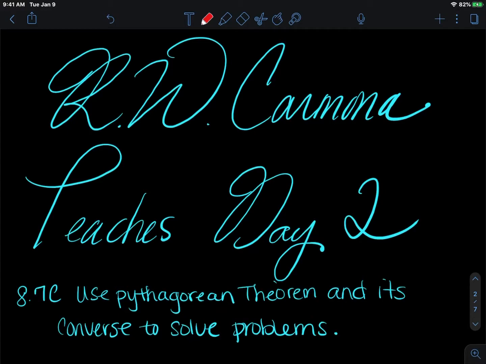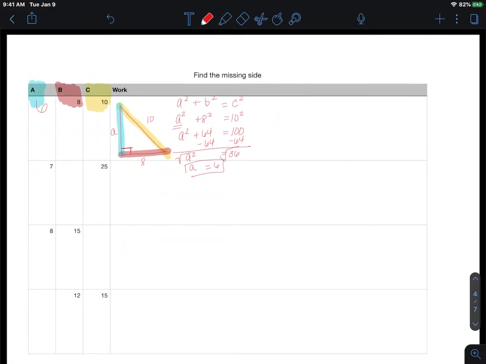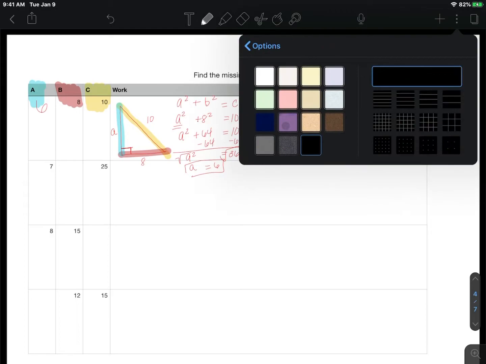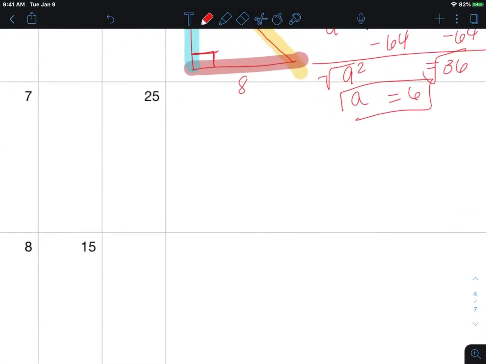Math Made Easy, Day 2, using the Pythagorean Theorem and its converse to solve problems. So today I'm going to be working through the remainder of the problems that you all did yesterday. The reason I'm doing this is because you already have them, and I want to make sure that you understand whether or not you got them right or wrong. Okay, so let's go ahead and get started with this.